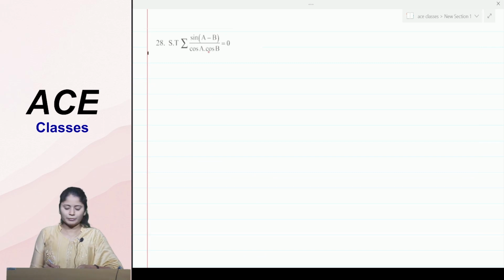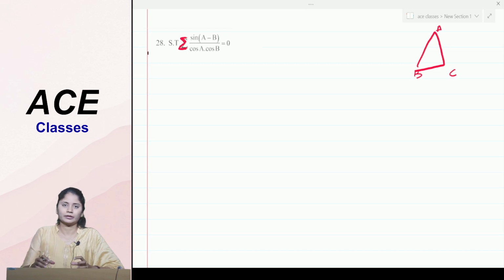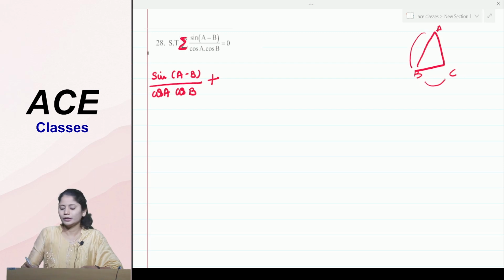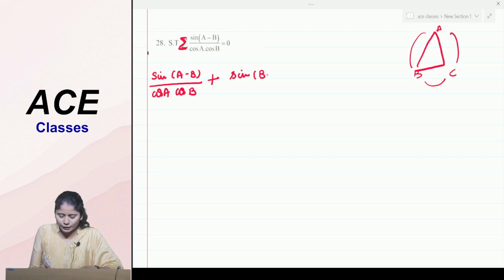Show that summation of sin of a minus b by cos a cos b equals 0. So here summation in the sense you have three, it is for the triangle. Triangle will have three angles, that is a, b and c. So instead of mentioning the entire question, he has written in the short form. So this entire question will be sin of a minus b by cos a cos b. Okay, summation is nothing but plus. First he has subtracted a minus b, then it will be next b minus c, then it will be c minus a. So next part will be sin of b minus c by cos b cos c.